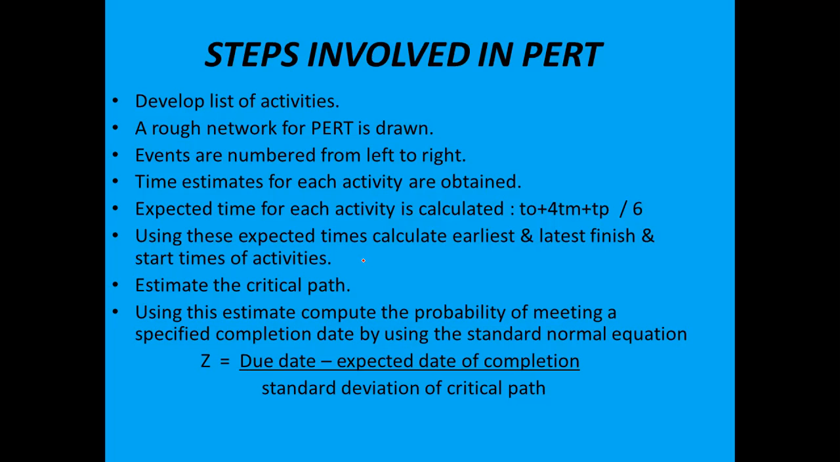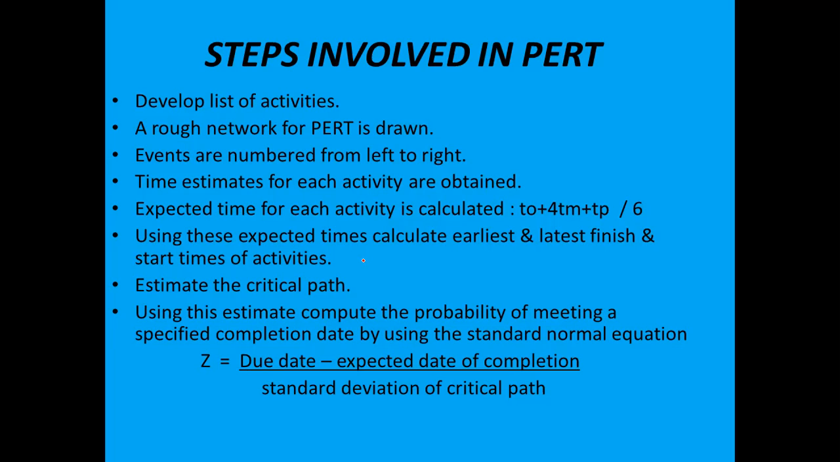Expected time of each activity is TE equals T naught plus 4TM plus 4TP divided by 6. Next, using these expected times, calculate the earliest possible, earliest finish, latest possible, late finish. Those are other formulas which we can see during the problems. Now, estimate the critical path.